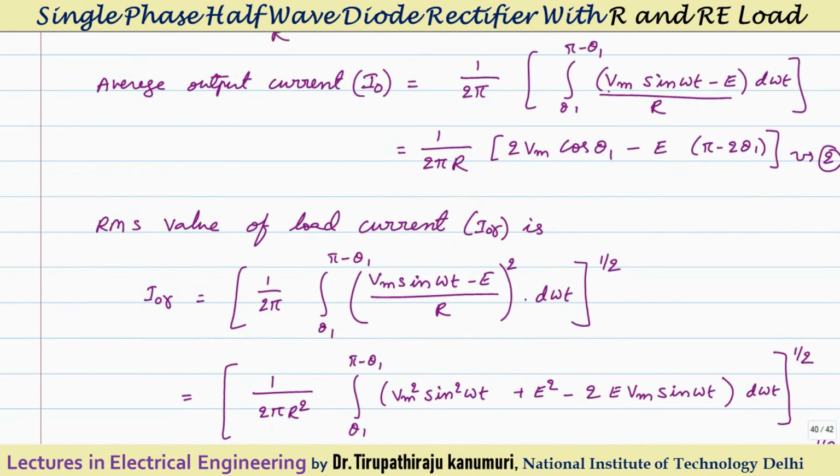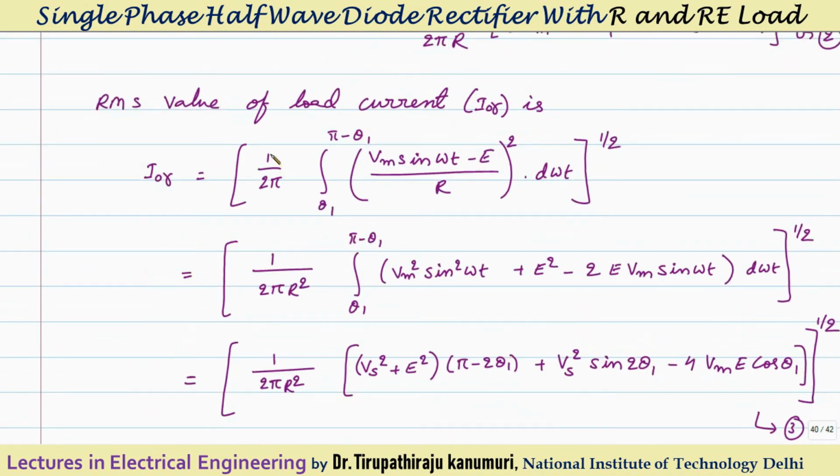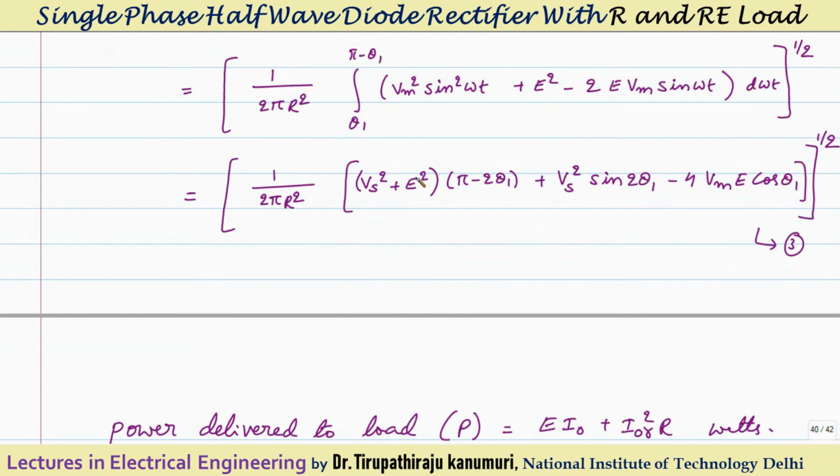Similarly, RMS value will be equal to again 1 by 2 pi, since it is conducting from theta 1 to pi minus theta 1. You have to take the current value squared, that is I maximum sin omega t minus E by R whole squared d omega t, whole to the power of 1 by 2. So when you simplify it, you will get your answer in this form. It will be equal to Vs square plus E square into pi minus 2 theta 1.